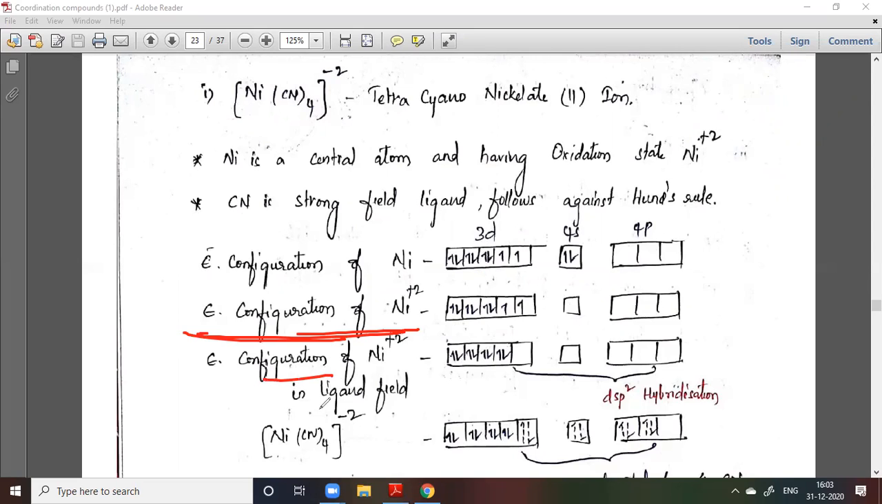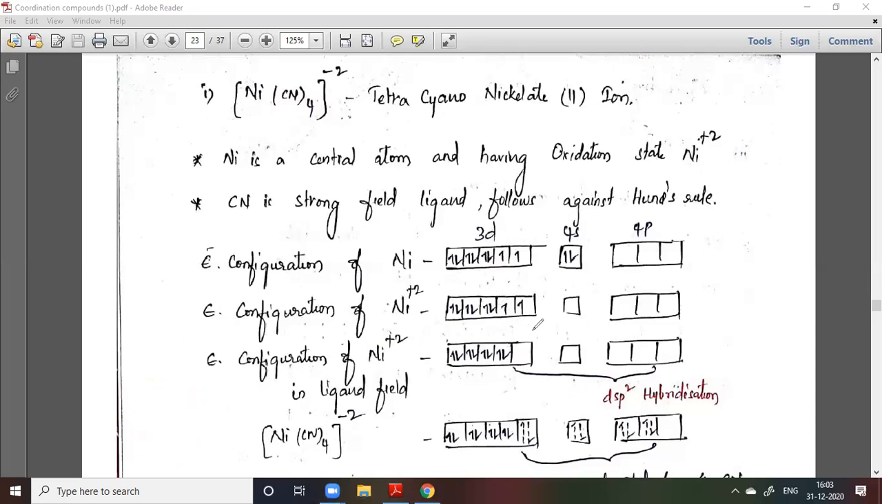But in the presence of the ligand field, whatever the ligand, which is cyanide, the 2 lone electrons will be paired up together. Why do they pair? Because it is a strong field ligand. A strong field ligand doesn't follow Hund's rule. Automatically the 2 electrons come close together, and you will get like this. There is one vacant orbital.